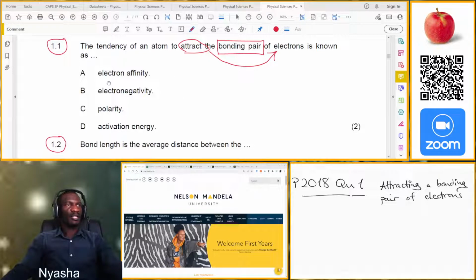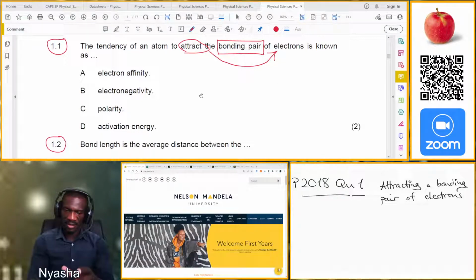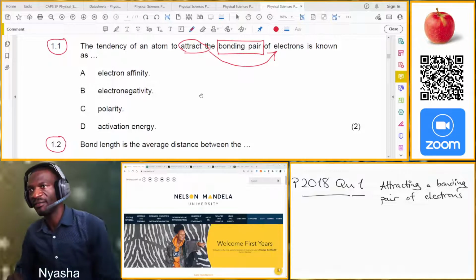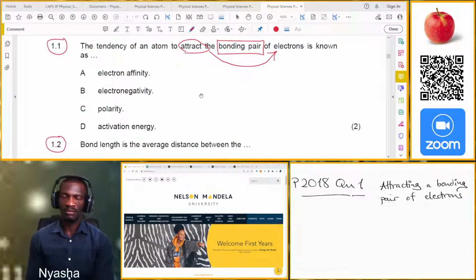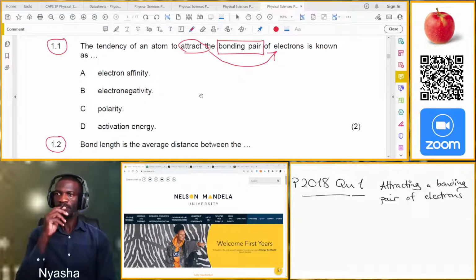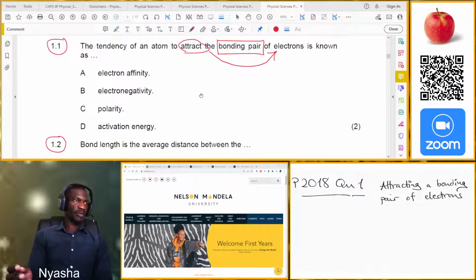Any questions based on what has been discussed here? Are there any questions based on this discussion? So just get the definitions. Get the definitions of electron affinity, get the definitions of all the terms, and then choose that. The most appropriate is our electronegativity.